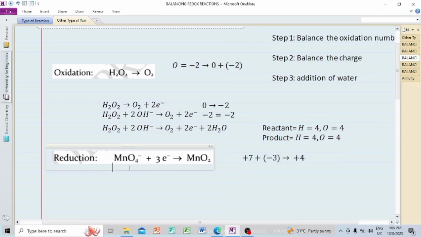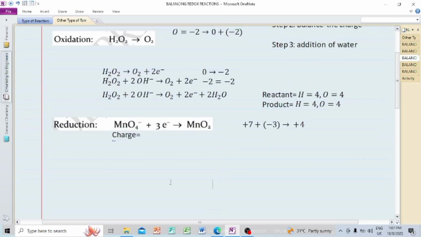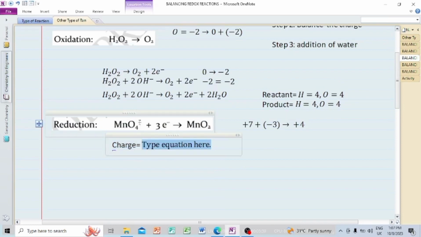So, for the charge, ang charge natin is, okay, for the reactant side, tingnan natin dito, negative 1. Ang charge ng polyatomic natin is negative 1. So, negative 1 plus 3 electron plus negative 3. It's negative 4. So, this is negative 4.